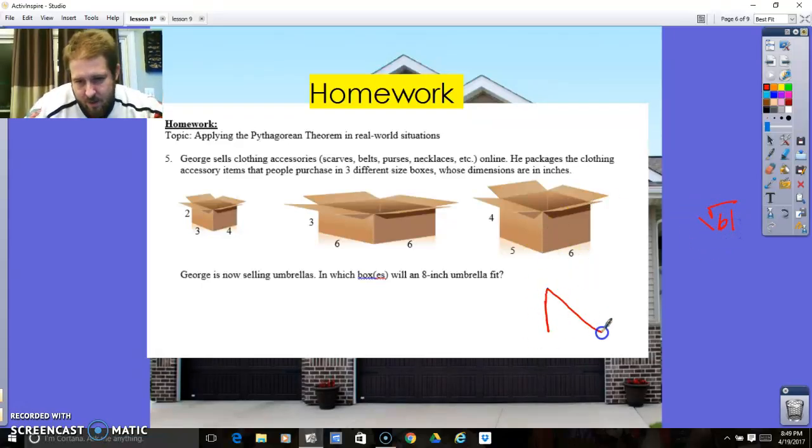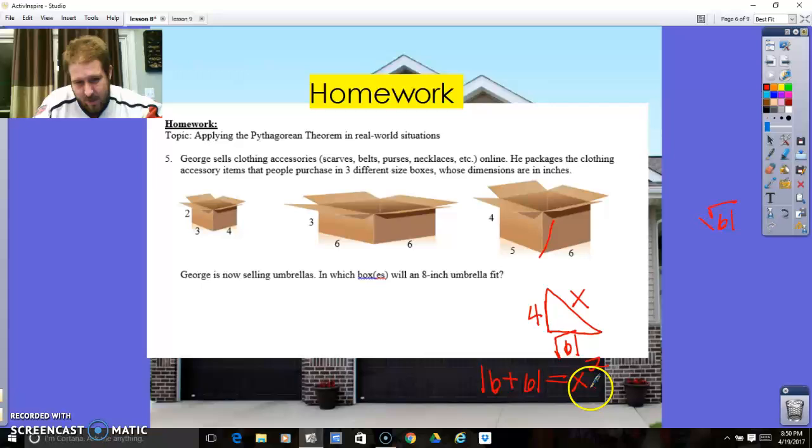Okay, so now I've got a new triangle. It's square root of 61 across the bottom. It's a height of 4. What's the diagonal? 4 squared is 16. Square root of 61 squared is 61, equals x squared. All right, add those two together and you get 77. So it looks like the answer is square root of 77.